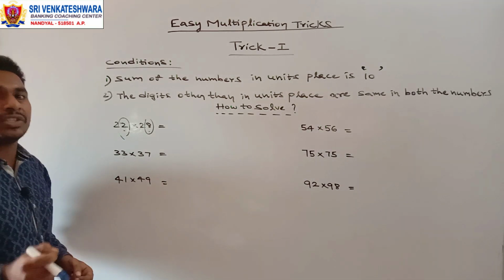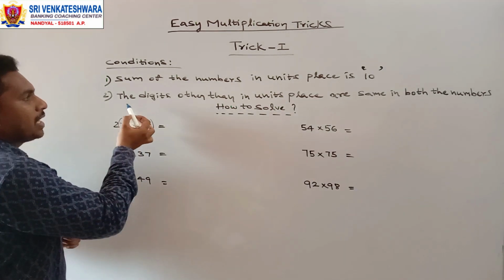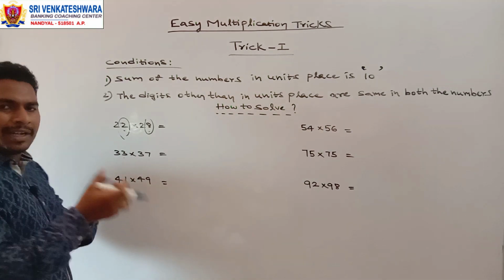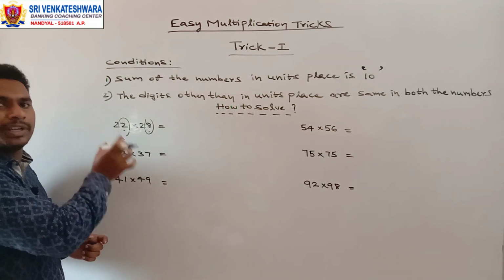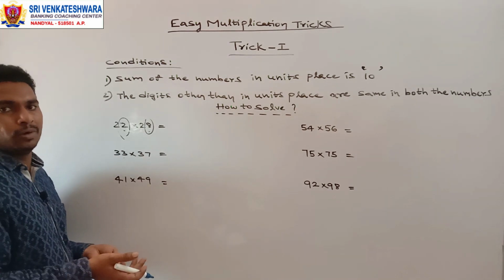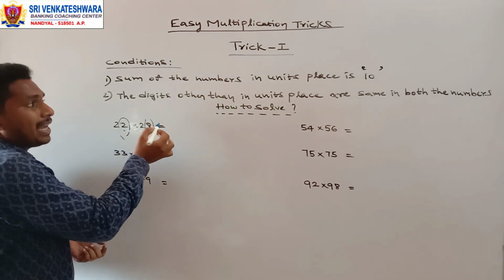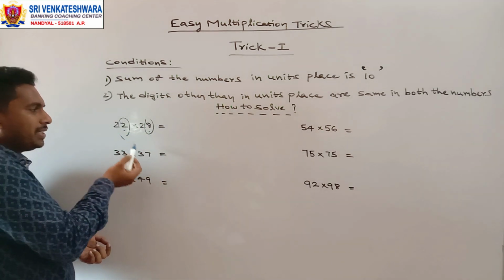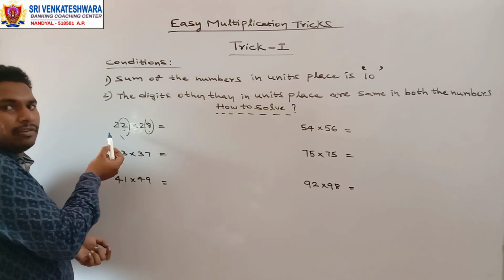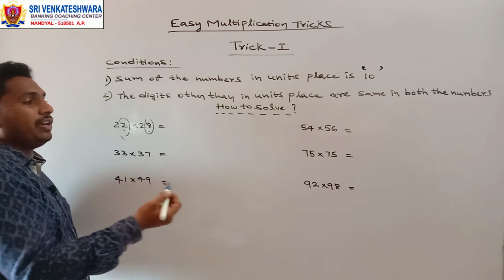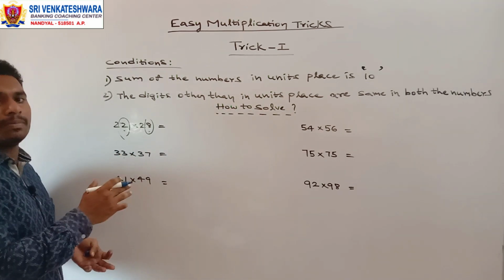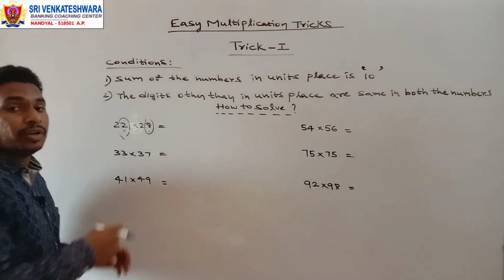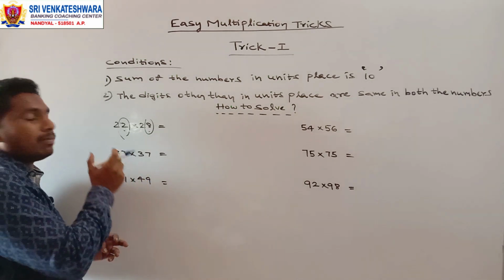And what's our second condition? The digits other than in units place. It is not a condition that it must be a 2-digit number. There may be a 3-digit number also. If you leave the units place, then if it is a 2-digit number, only one digit will be left over, that is in tens place. But if it is a 3-digit number, then there will be two digits, one in tens place and the other in hundreds place. Whatever the remaining digits that are present.